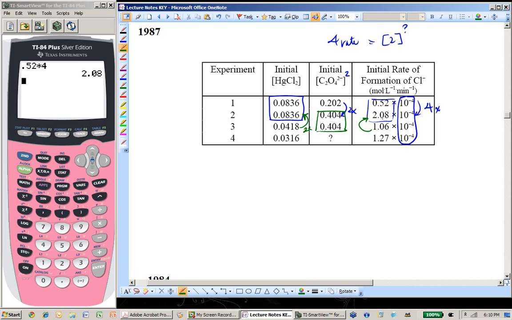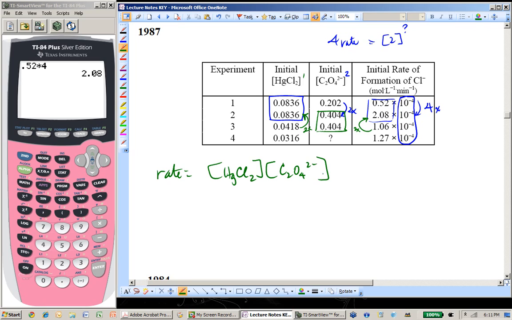It's doubled. I'm having a math moment. 1.06 times 2 is 2.08, McCormick. So, indeed, it's doubled. All right, so that's going to be first order. So, rate equals HgCl2. I shouldn't do 2 of these recordings in a row, should I?